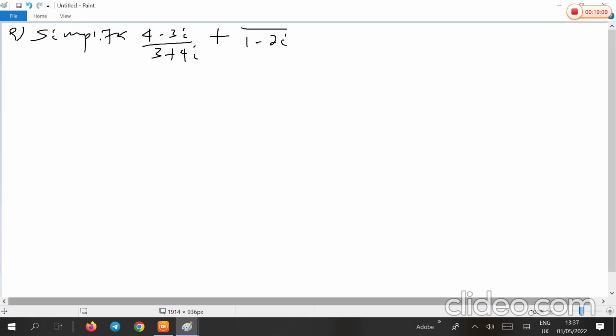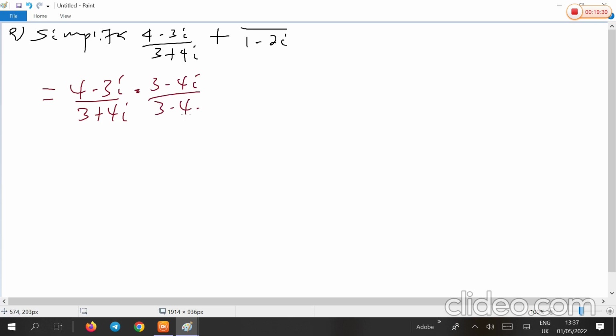Question number 9. Simplify 4 minus 3i over 3 plus 4i plus the conjugate of 1 minus 2i. So 4 minus 3i over 3 plus 4i times the conjugate of the denominator, which is 3 minus 4i over 3 minus 4i, plus the conjugate of 1 minus 2i, which is 1 plus 2i.